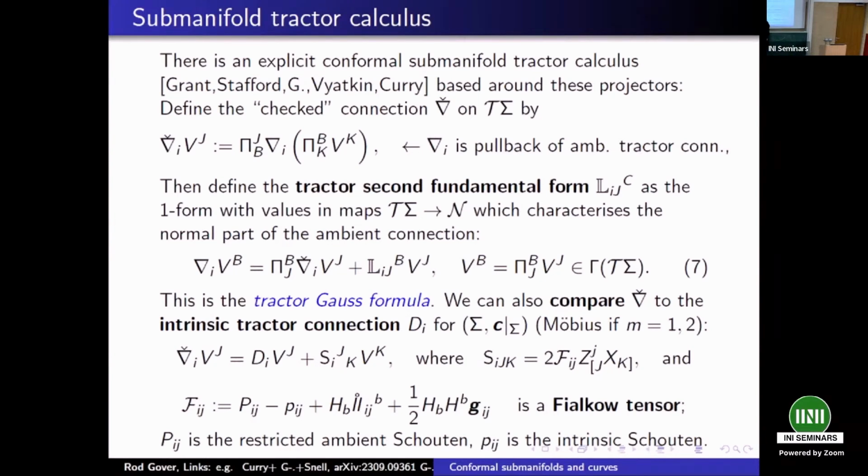So this is the Schouten tensor for the intrinsic submanifold metric, the one that's induced on the submanifold. Here's the ambient Schouten tensor, but restricted to the tangential directions. And that's the leading part of the Fialkov tensor. And the second fundamental form and the mean curvature are entering as well. Okay, so these are objects that emerge.